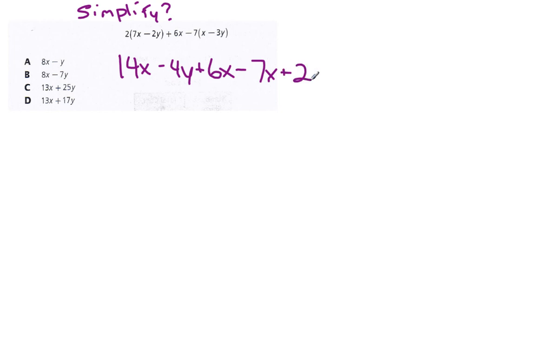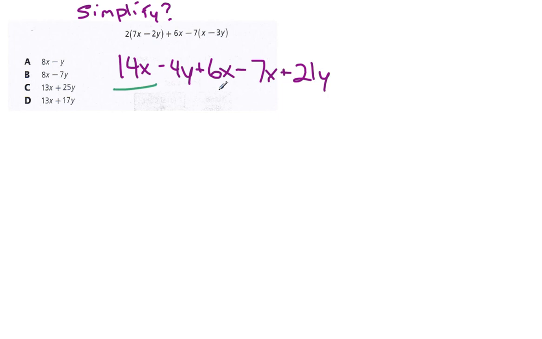This one here, I think the instructions said simplify. So we're going to do what we can, so we're going to distribute first. 2 times 7x, that's 14x. 2 times negative 2y is negative 4y. Plus 6x, that's just by itself. Negative 7 times x is negative 7x. And negative 7 times negative 3y is positive 21y.